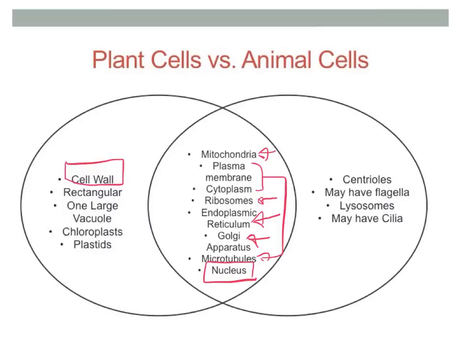There are a few big differences, though, and with the plants, that cell wall on the outside, creating that structure that makes plants look much more angular, that large vacuole to store things, chloroplasts and plastids, which help them get their own food. Over in animal cells, we have centrioles, which help with mitosis. They may have something to help them move, flagella or cilia or things like that. The lysosomes, which break down materials, are somewhat unique to animal cells and not to plant cells as well.